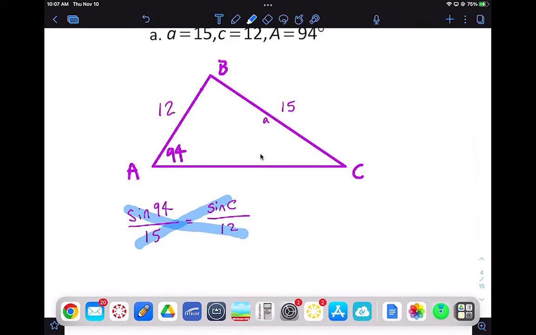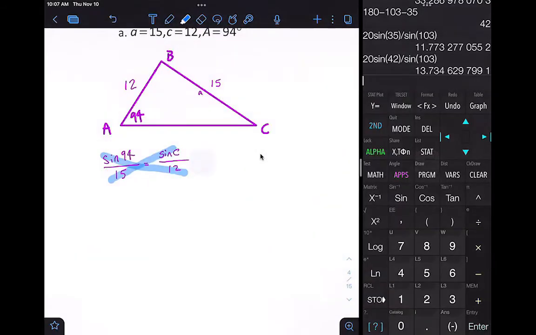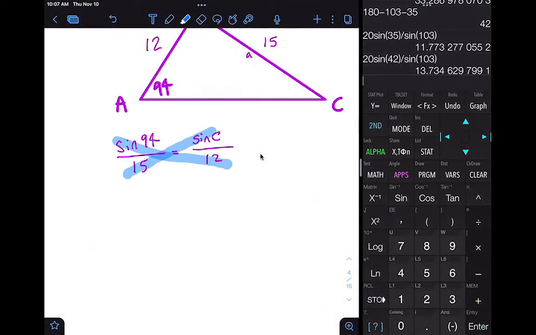Let me grab my calculator app so I can do that. Actually, I'm just going to write it out here first. So this will be 12 sine 94 equals 15 sine C. And then what do you divide by? 15, good. Now, instead of typing that in right now, I'm just going to keep in mind the process we need to do after this.